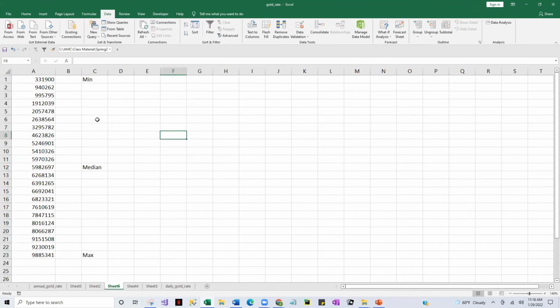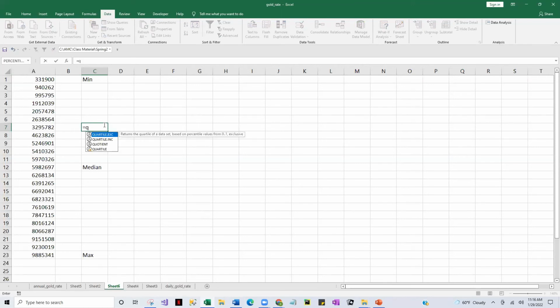So you need to find what is Q1. Here, in between these, you need to find the median between these numbers. You can use a formula, or you can just do it by looking at it. Either way is fine with me. If you want a formula, I can show you. In Excel we call it quartile, and I want the quartile of this one.